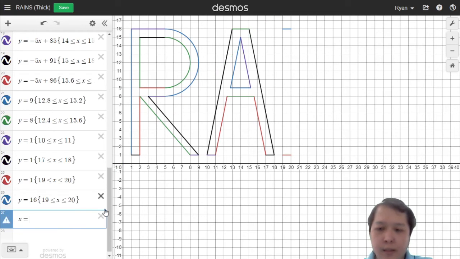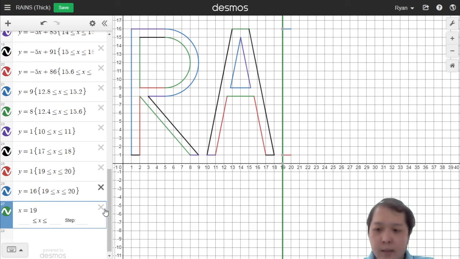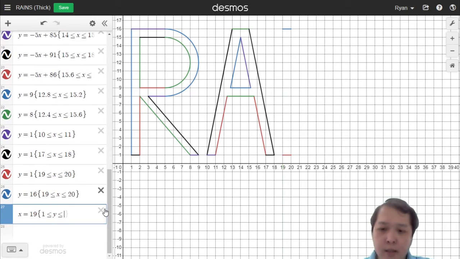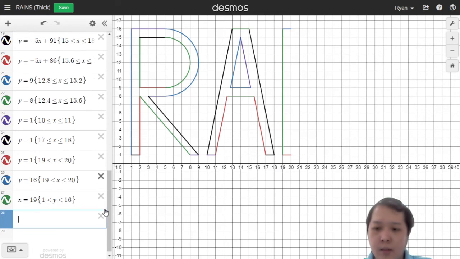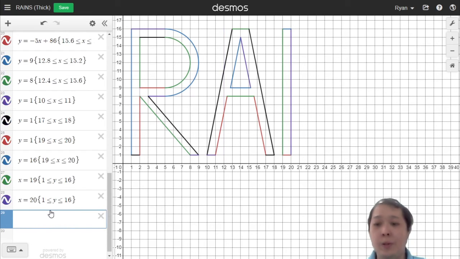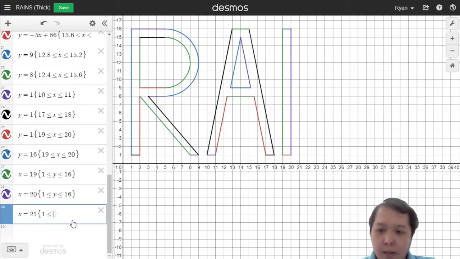Now the vertical line, 19, right? It's 1 until 16 for the y interval. And this one similar, but the x is 20, obviously. Okay, easy peasy. I wish all lectures were like this. And okay, this is a little bit difficult for the slant part later, but for the vertical first probably. Yeah, this one is easy enough.